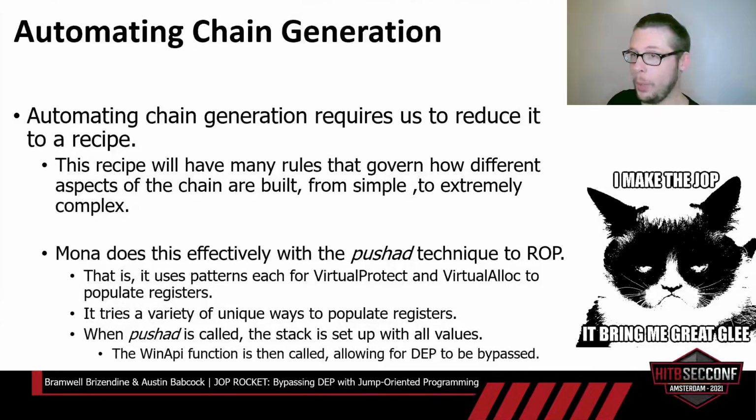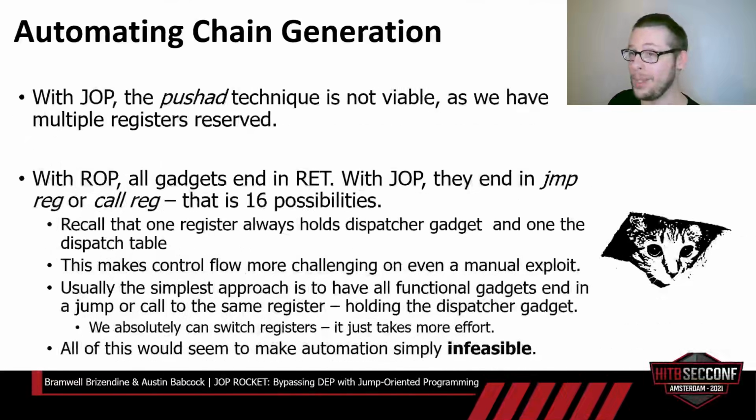So with PUSHAD, we populate all the registers with specific values such that when we perform PUSHAD, the stack is all set up for our WinAPI call, and it makes the WinAPI call as part of that technique. Now, with JOP, that's just not possible because, for one, we can't use PUSHAD, and also with ROP, every gadget is going to end in a return, but with JOP, it's going to end in a jump or a call to one of several different registers.